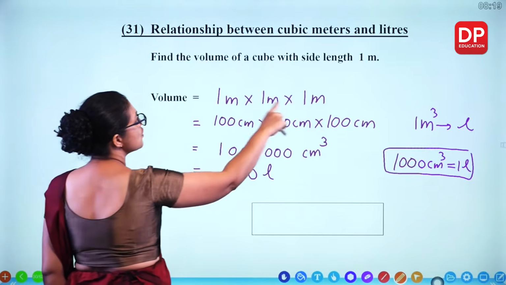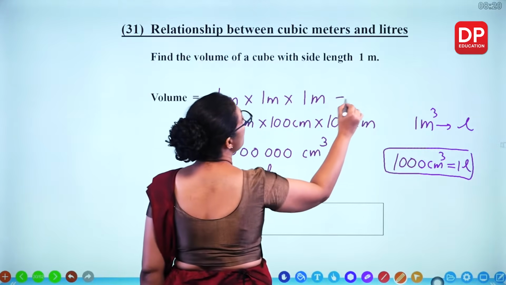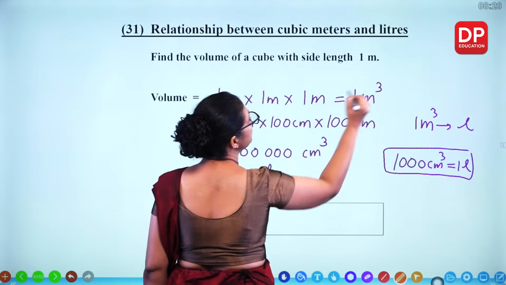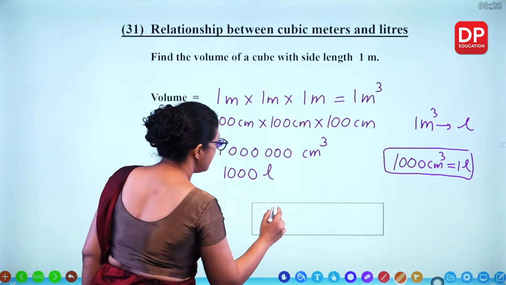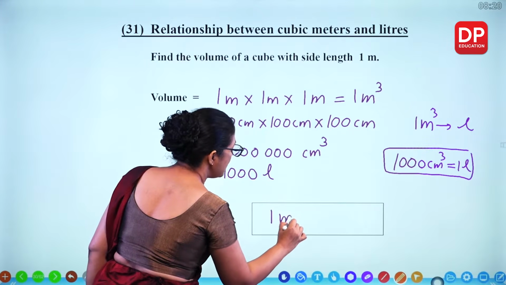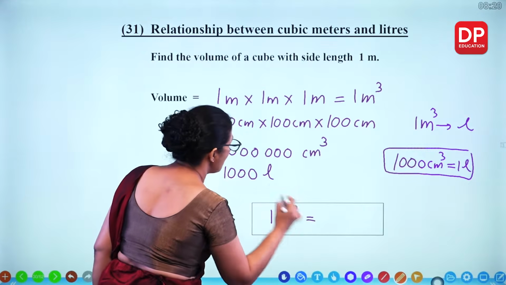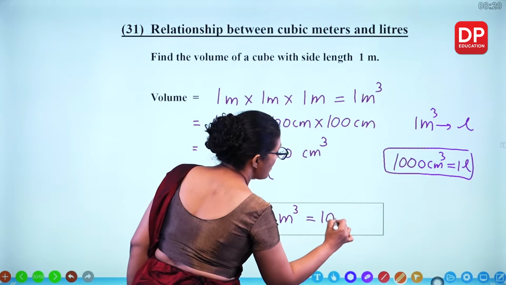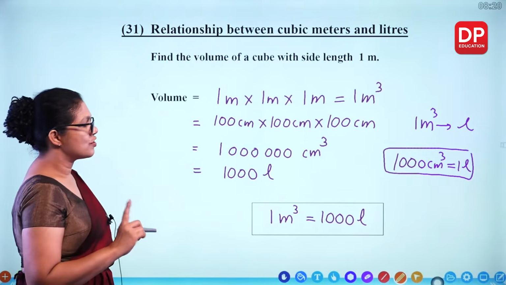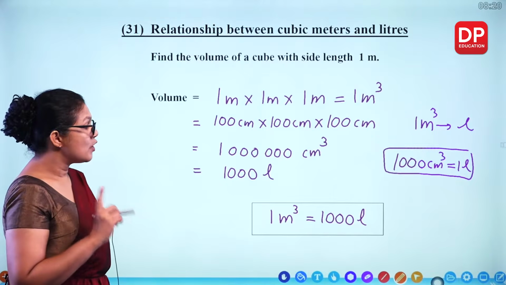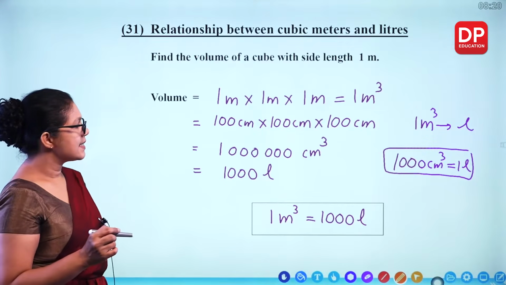So what's the relationship? This is 1 cubic meter. So you can write 1 cubic meter is equal to 1,000 liters. So that's the relationship between cubic meters and liters.